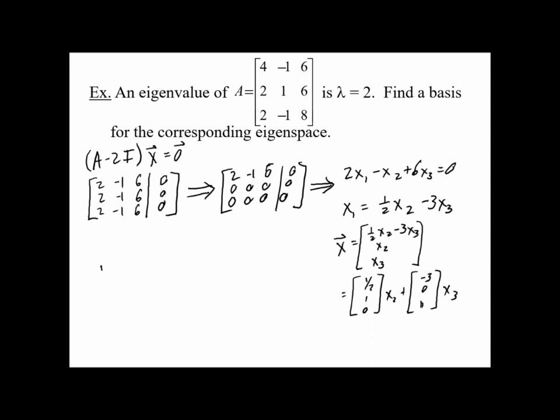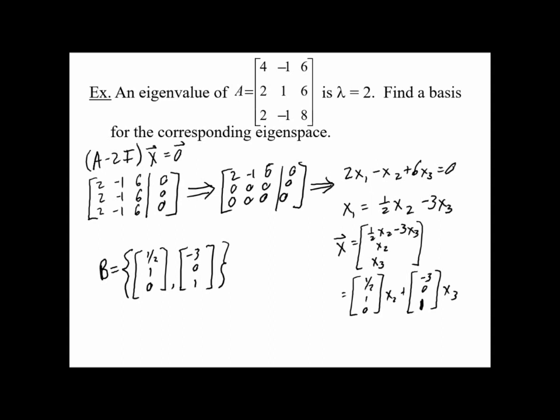And so the basis that I'm looking for here is those two vectors: 1 half, 1, 0 and negative 3, 0, 1. And by the way, if you don't like that fraction, you can just take that whole vector and multiply it by 2, and using that instead of the one that I wrote will still give you a good basis. So there's nothing wrong with scaling that vector up. It won't mess you up at all.